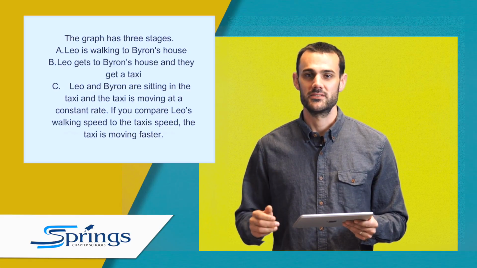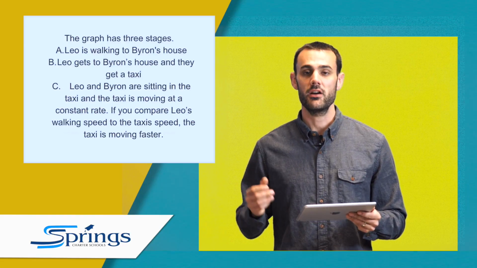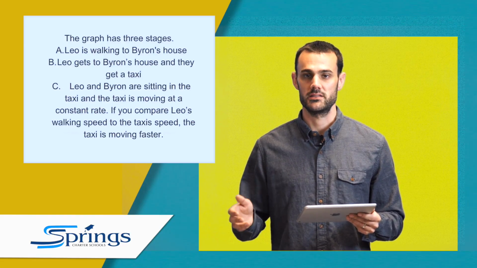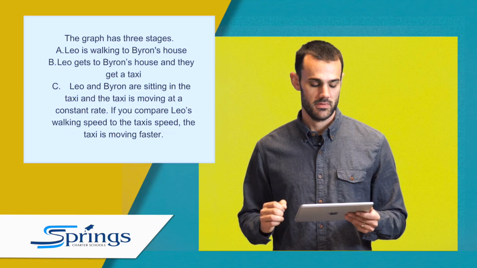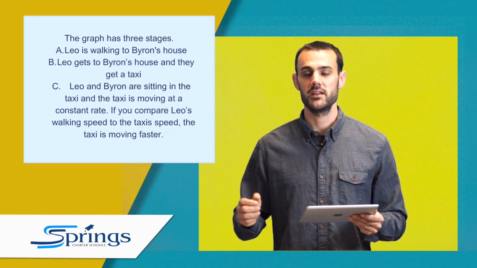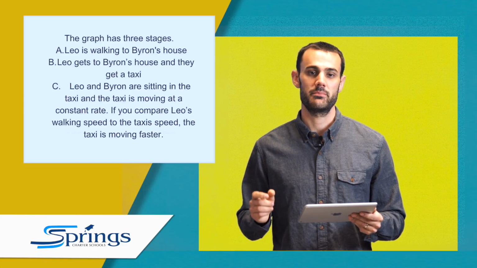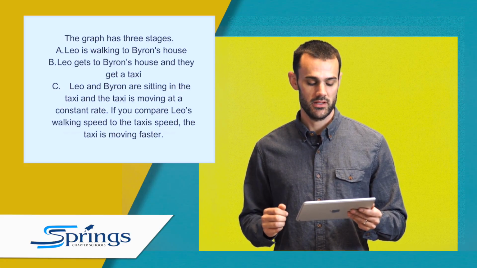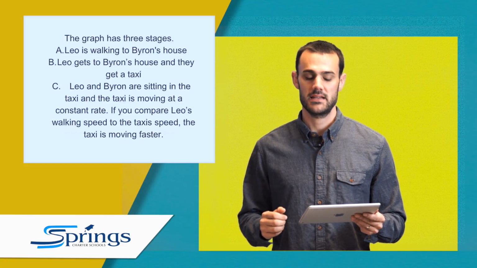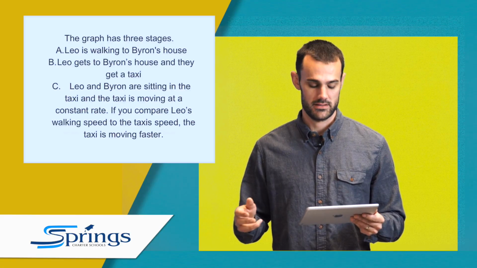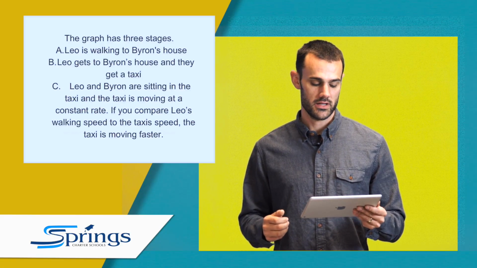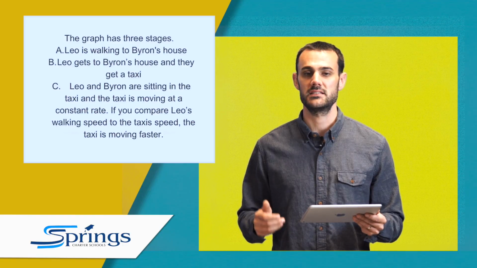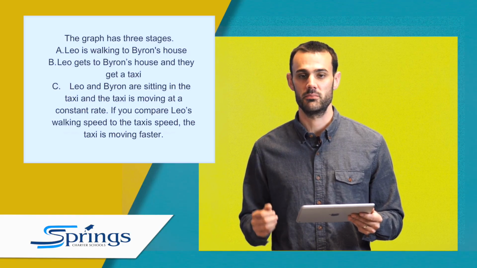The graph has three different stages, as I previously said. Part A is when Leo is walking to Brian's house. Part B is when Leo gets to Brian's house and they're waiting for that taxi. You see that has a flat part of the graph, so that's when they're waiting at home. And C is when Leo and Brian are sitting in the taxi, and the taxi is moving at what we call a constant rate. If you compare Leo's walking speed to the taxi's speed, we could say that the taxi is traveling at a faster rate than Leo would be walking.